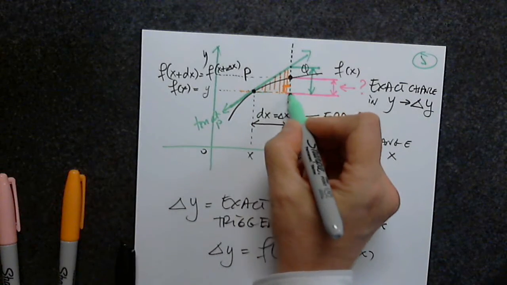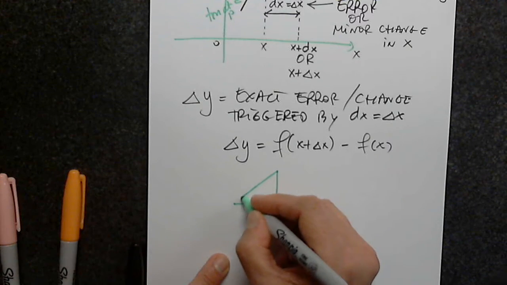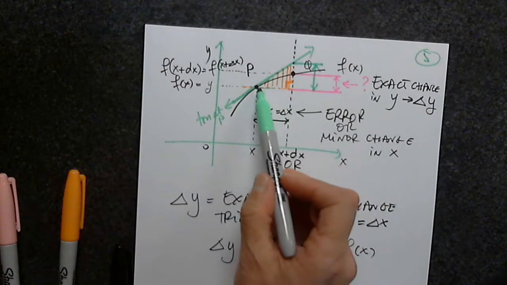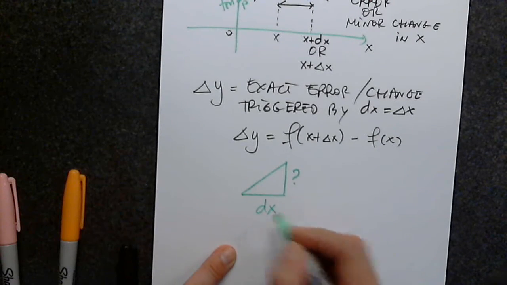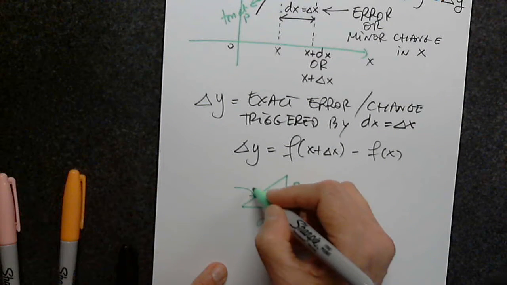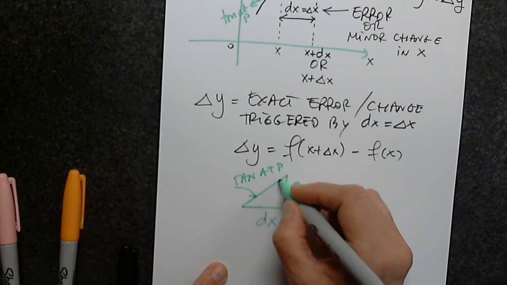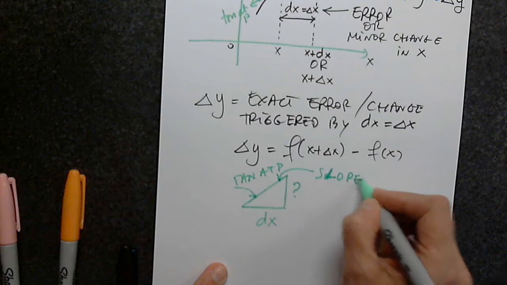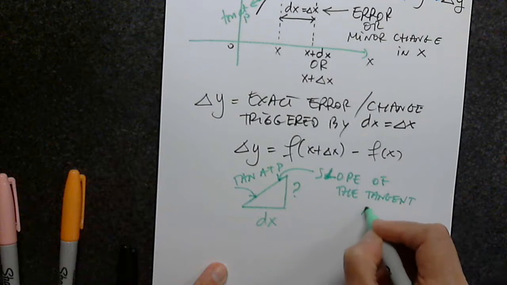So I'm going to take this triangle out here so we can talk about it. This is the piece I don't know. Can anyone tell us this piece? What is this piece? dx, that's good enough. Okay, this is the tangent at P. Can anyone give us the slope of the tangent at P?